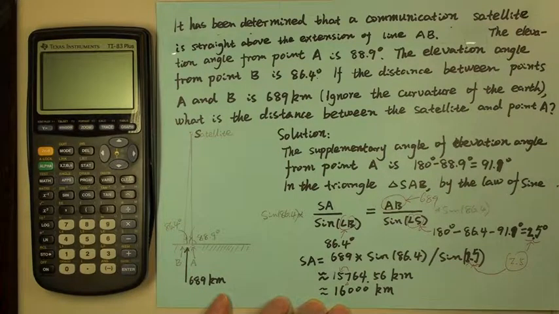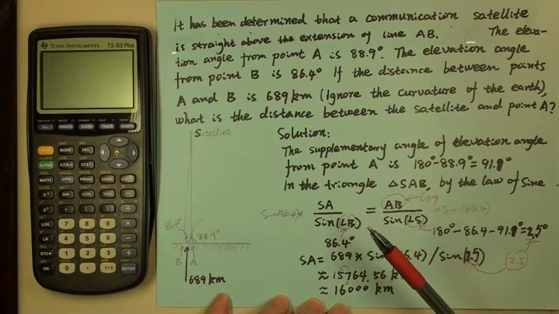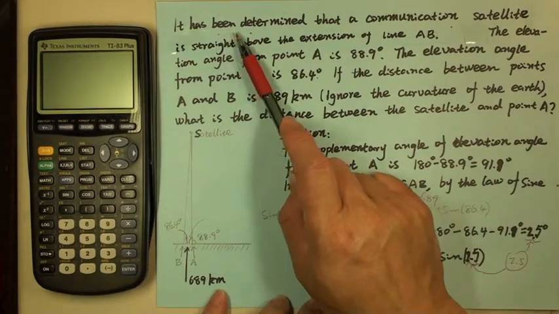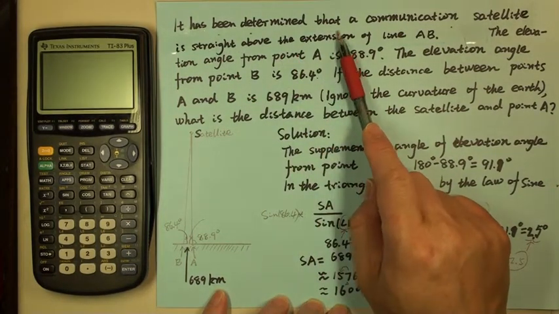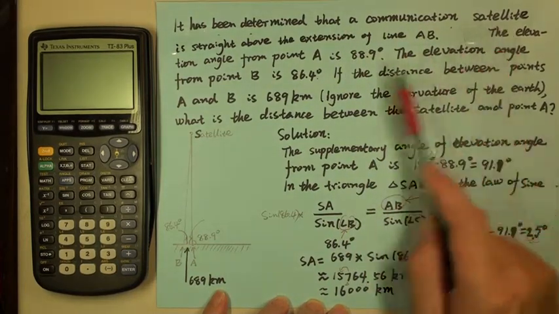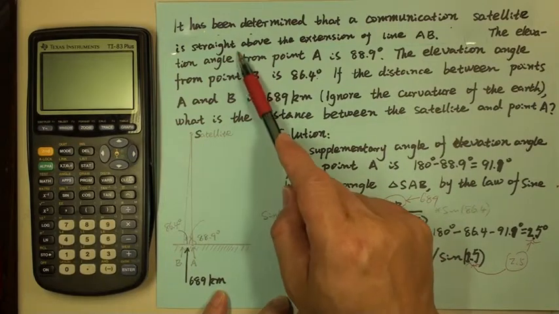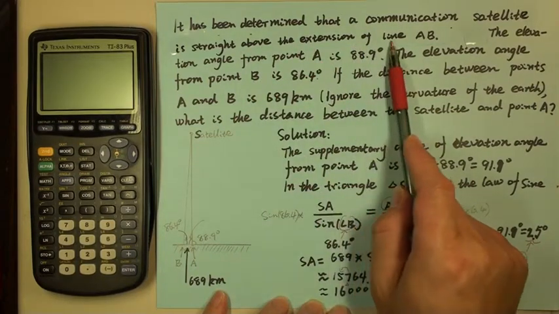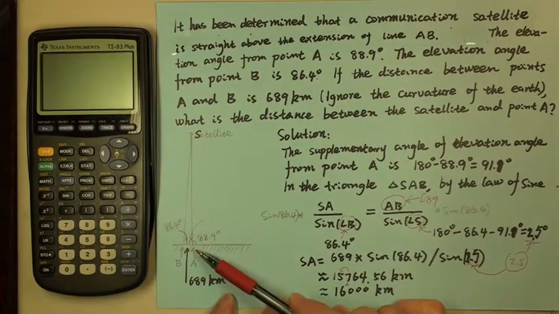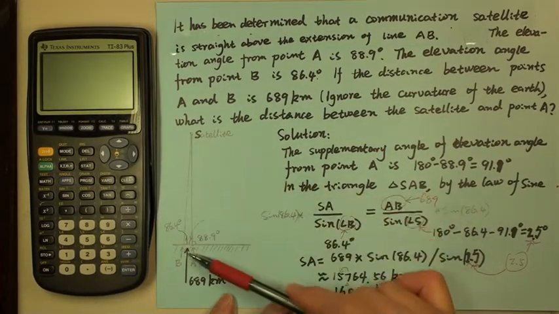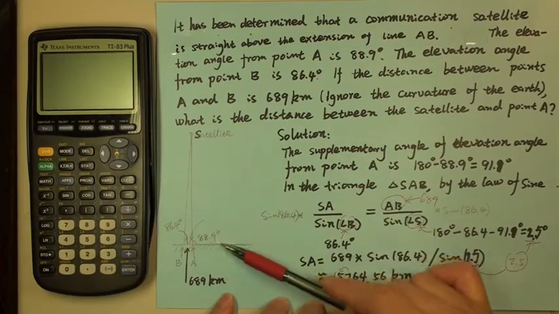In this lecture, let's look at the application question for the law of sine. This question says that it has been determined that a communication satellite, in the sky, is straight above the extension of line AB. Here is A and here is B. It's straight above this line.